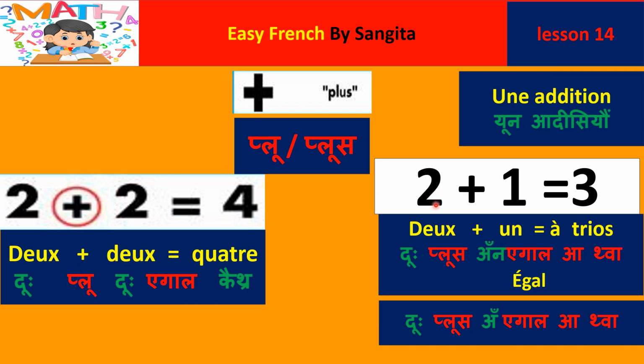Now, the second way is 2 plus 1 is equal to 3. The first way is deux plus un égale trois. This is the first way. And the second way is deux plus un égale à trois. This is because of this vowel, and the n is pronounced because of this vowel in égal. Okay, and this whole operation is known as une addition.